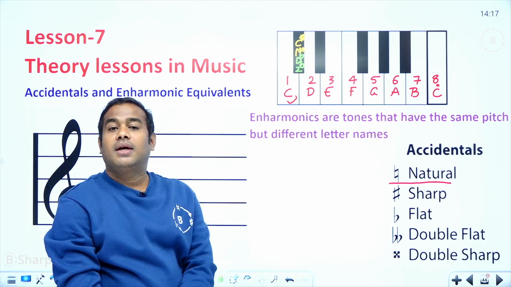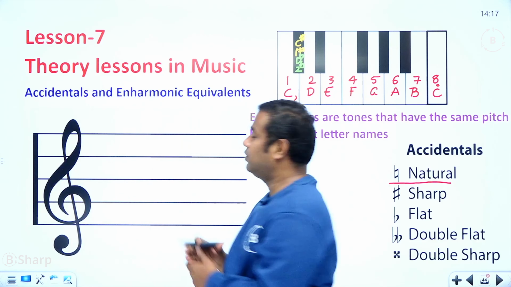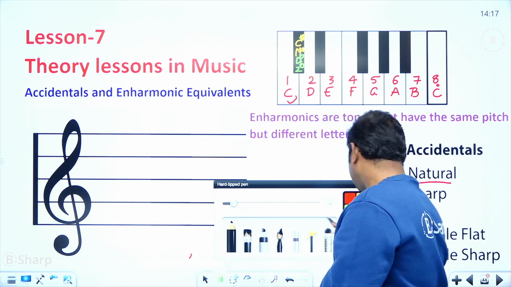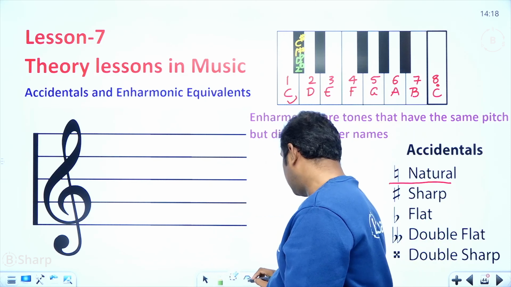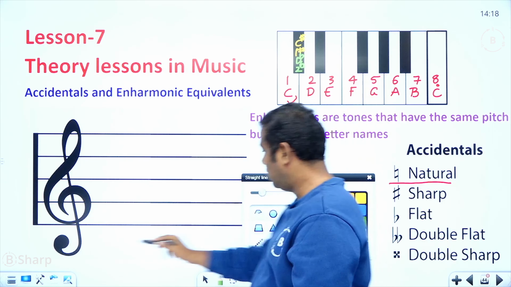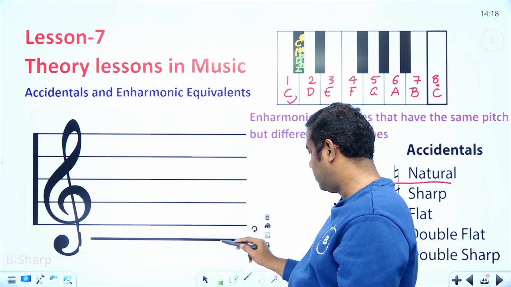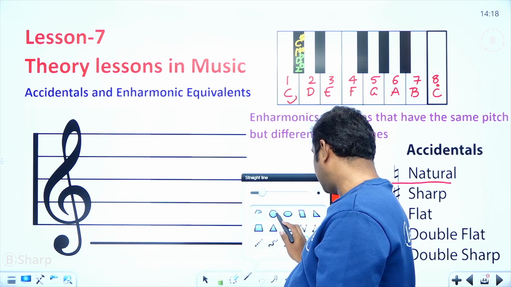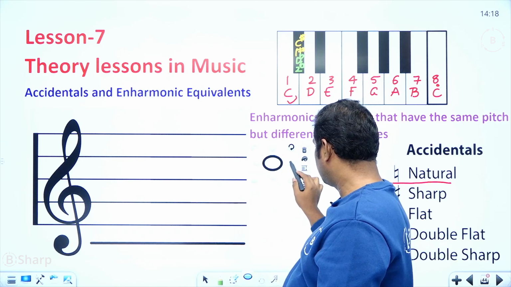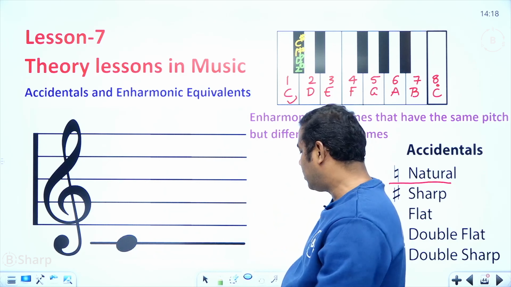When you are playing any song, sometimes there may be a chance that you have to play this C here, and also sometimes you need to play a C, as well as something called a C sharp.